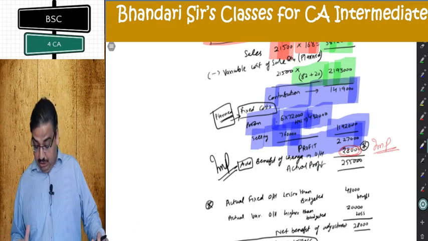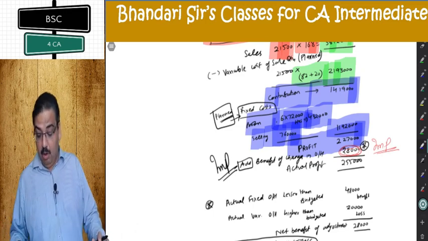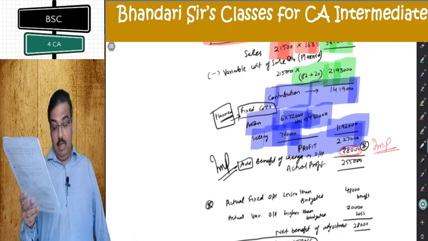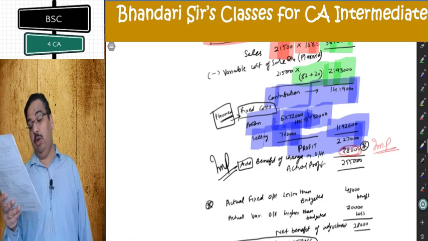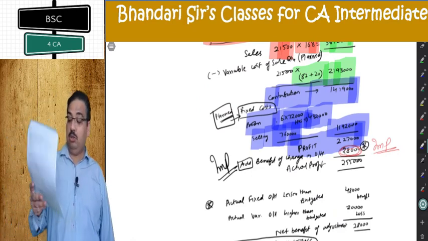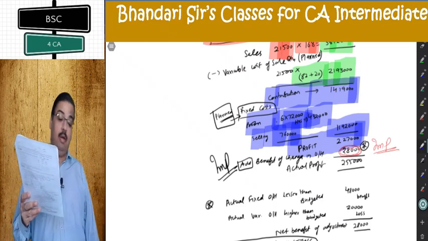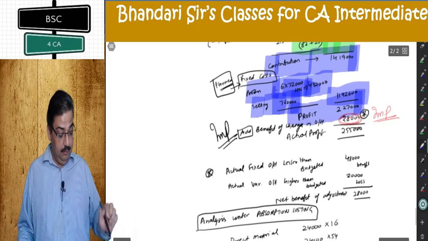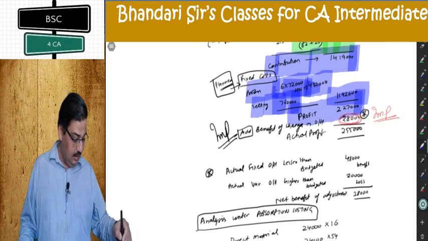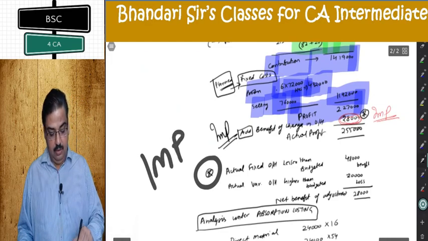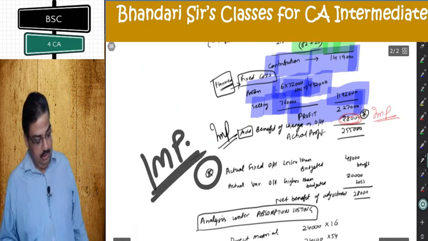Reason, question is telling me, bottom paragraph, first line: actual fixed overhead was 48,000 less than budgeted fixed overhead. Budgeted variable overhead was 20,000 less than actual variable overhead. So I want to put actual figures here. So I make one analysis here in this star. This is important. Additional adjustment given in question.